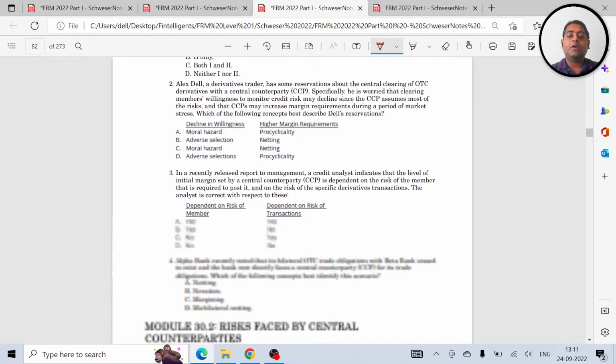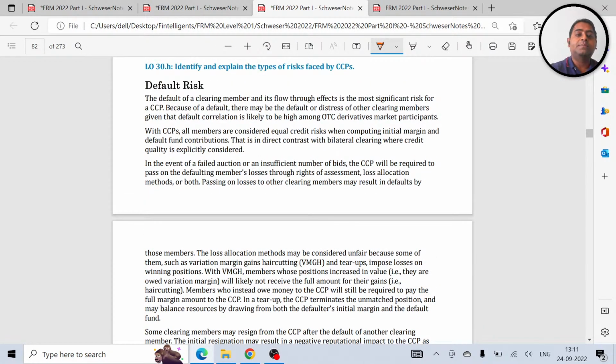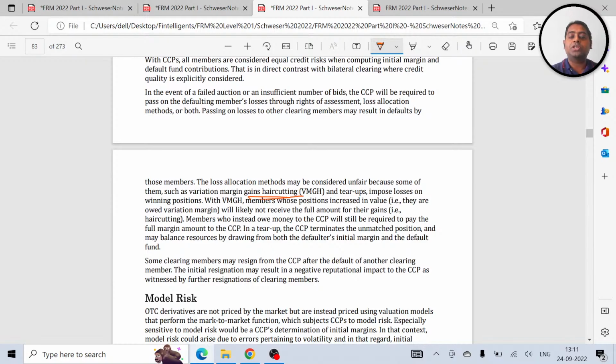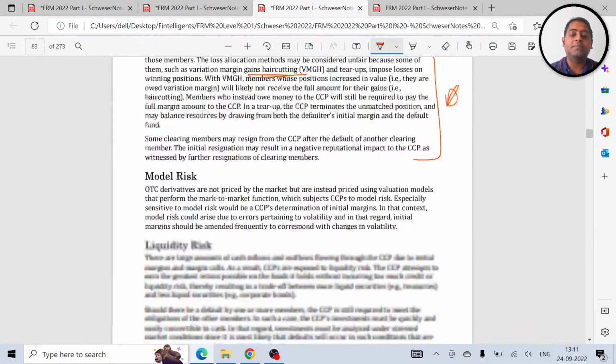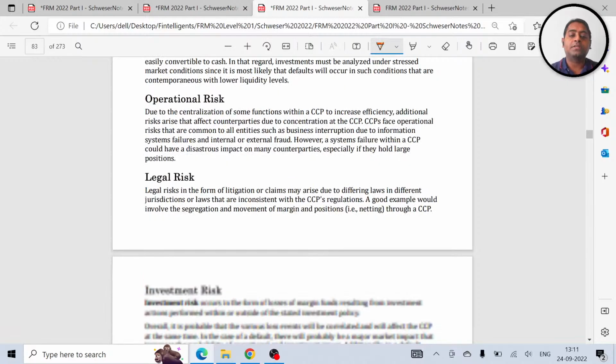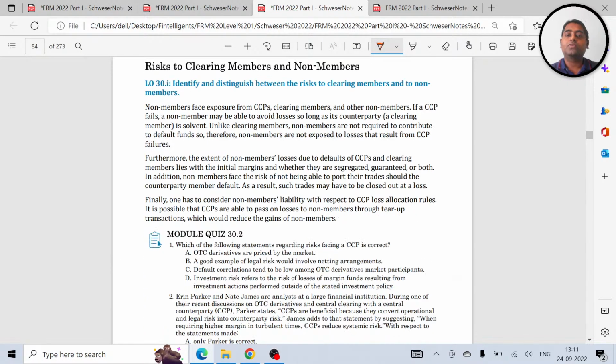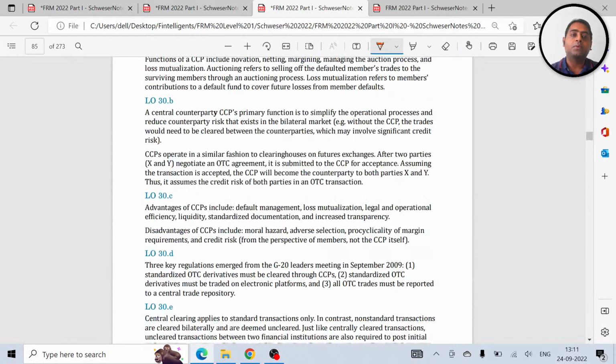So we are now moving towards the default risk. Over here, the types of risk that a CCP faces, the default risk is very, very important, especially the VMGH logic. So this entire part is important. Don't skip that from the exam perspective. Liquidity risk, okay. Operational risk is also not that important. Risk of clearing member, not so important. I'm just going to move towards the next chapter.